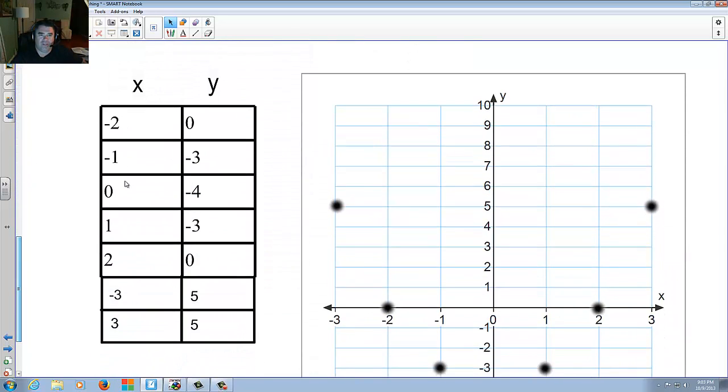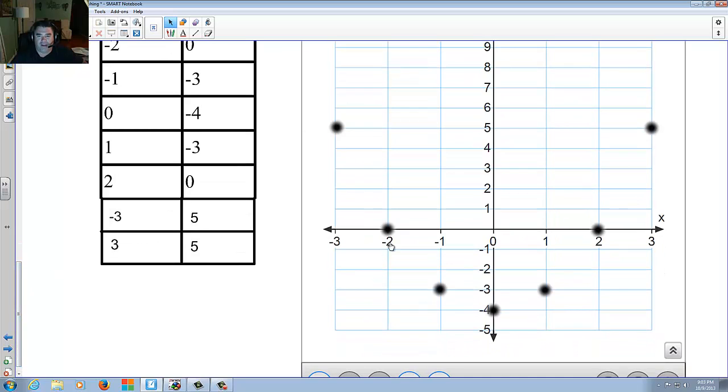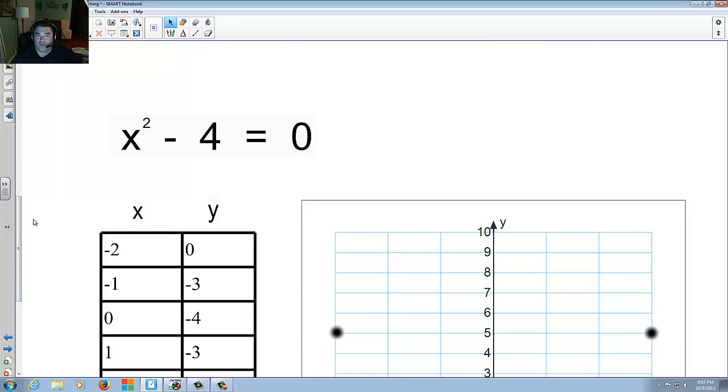And what I did was I made a table in this case. Plugged all these different numbers in, different x values. And notice how I have my parabola here. And it starts at -4 and works its way up. Why -4? Because -4 is right here.